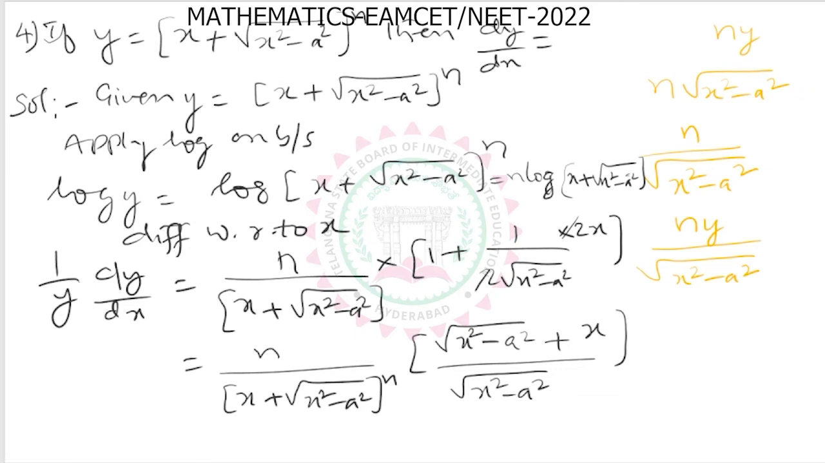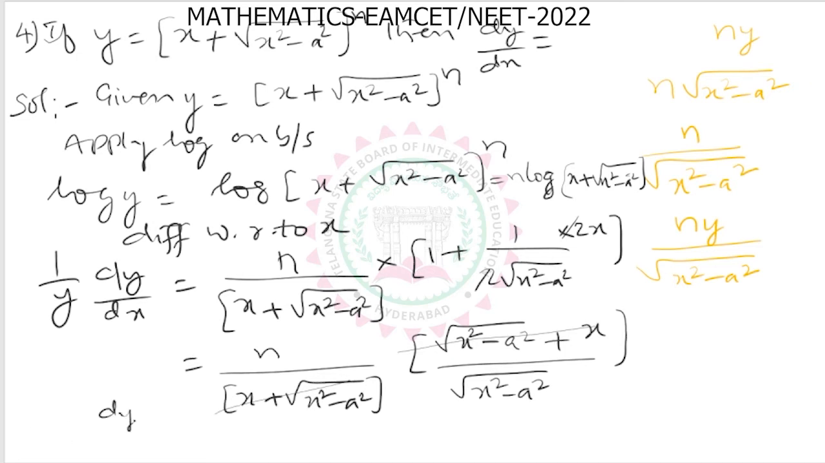n is not there. So log of x plus root of something is 1 by that thing into the derivative of this thing. That is 1 plus 1 by 2 root of that thing into derivative of x square is 2x, derivative of a square is 0. 2 cancel. If I take the LCM, it is root of x square minus a square plus x by this. Here also n should not be there. So you see that x plus root of x square minus a square in numerator and denominator both will be cancelled, and this cancels.